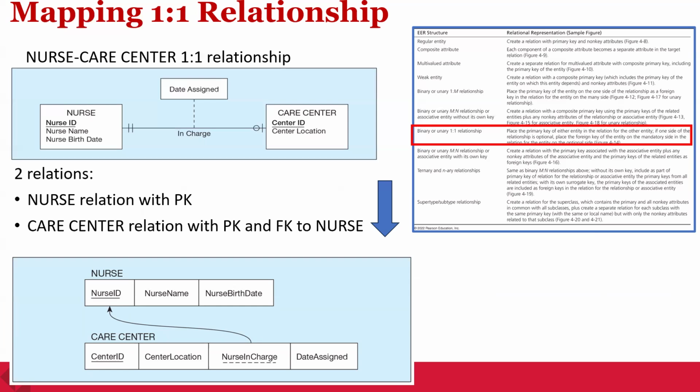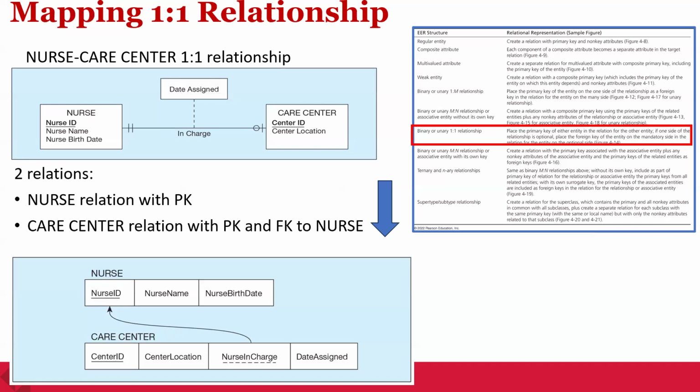So again, a one-to-one relationship will translate into two relations, with the main relation on the mandatory side, and then in the relation on the optional side, we add a foreign key to the relation on the mandatory side.